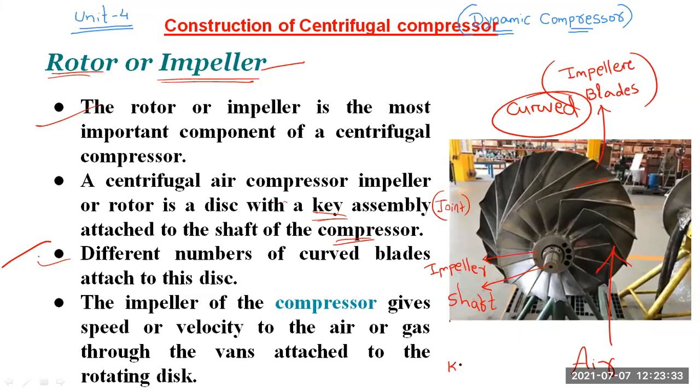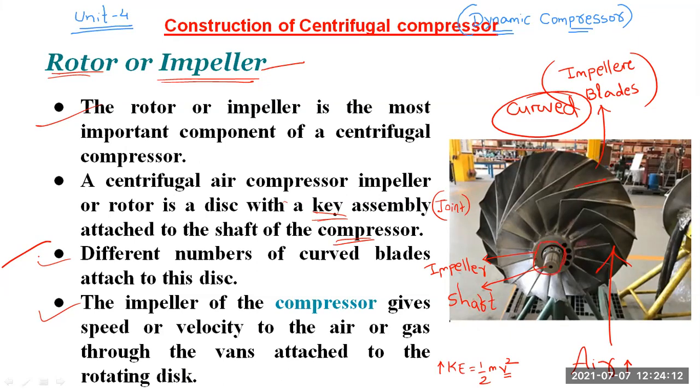And what is kinetic energy? Kinetic energy equals half mv square. If the kinetic energy of the air increases, then the velocity of the air will also increase. That's why the blades are curved, to maintain the aerodynamics. So that's what I have written in the fourth point: the impeller of the compressor gives speed or velocity to the air or gas through the vanes attached to the rotating disc. That is the use of this impeller.